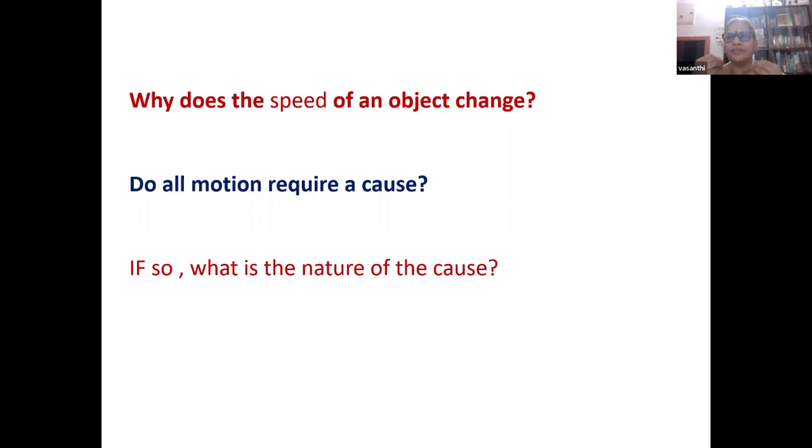Engine drives the car, or because we are accelerating, we are forcing the engine to increase the speed. So the speed of an object changes whenever force is applied. Okay, next question. Do all motion require a cause?